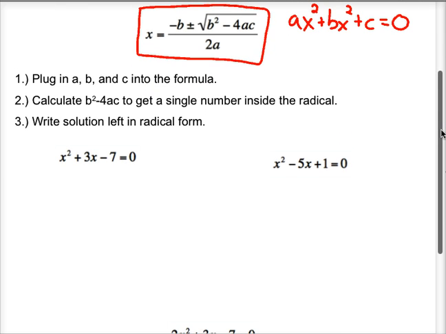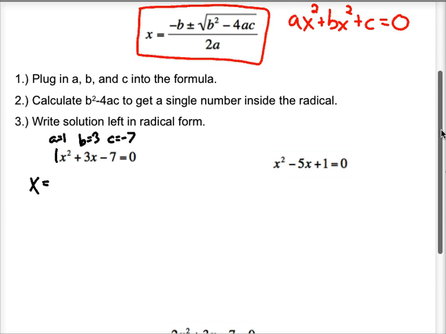Let's dive right in. So the first thing I'm going to do is label out what my terms are. When the x squared is alone, remember that means a is 1, b is the number with x, and c is the constant, the number by itself. I'm going to label what is my a, b, and c, because now I can appropriately plug them into the equation.